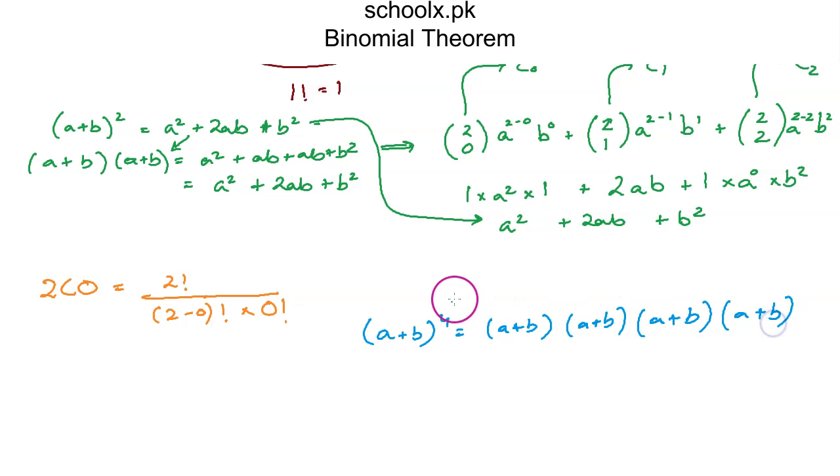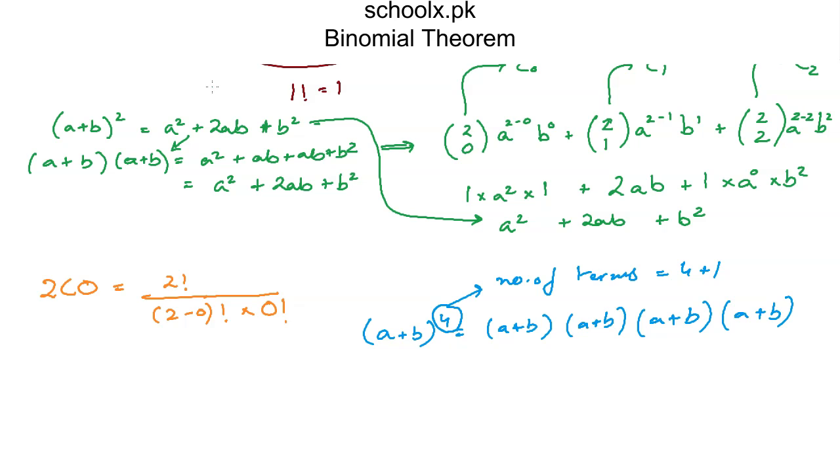Now remember, the number of terms is 1 more than the power of this expression. So the number of terms here will be 4 plus 1, which is 5. For example, here the power of this expression was 2, and the number of terms we had in the end was 3: first term, second term, and third term. Hence, binomial theorem is a must when the power is greater than 3 or 4, or whenever you think it is hectic to find the expression manually by directly multiplying them.